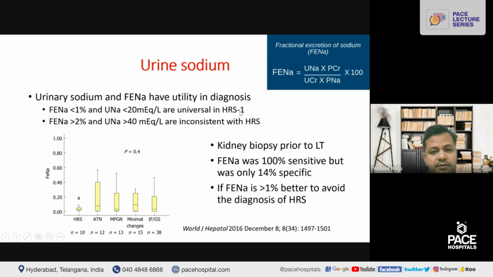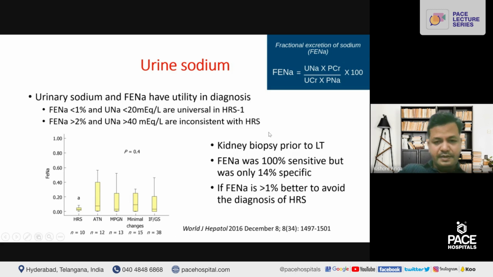So why is this? Because I have already told there is decreased mean arterial pressure, there is increased angiotensin 2 and increased noradrenaline, and there are other hormonal factors which cause avid sodium retention in the kidney. So the kidney tries to retain more sodium. So the urine shows less sodium and the fractional excretion is less than 1%. So if we find a fractional excretion of more than 2% and urine sodium of more than 40, this is inconsistent with HRS.